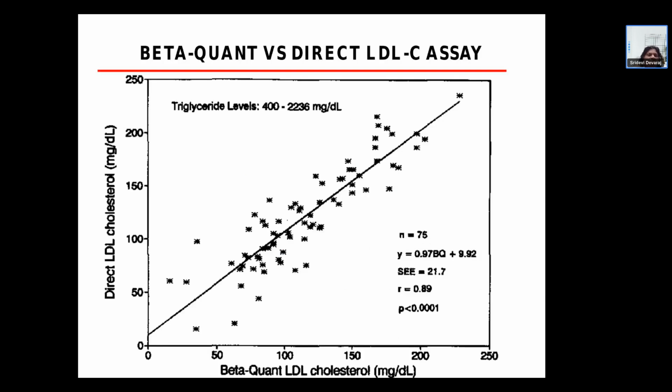So we and other people have shown, many labs have shown that even in high triglyceride levels where you don't use the Friedewald equation, you have a pretty good index of your direct LDL cholesterol using this correlation of 0.97 and 0.9 R value for your direct LDL cholesterol versus your beta quant LDL.